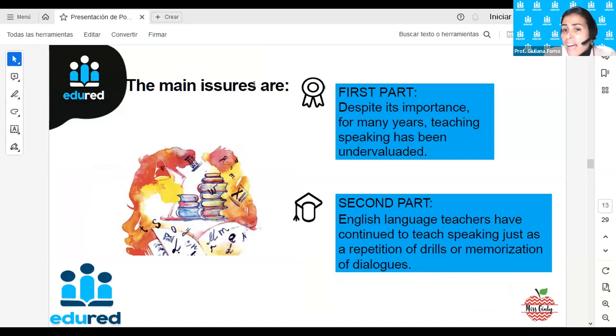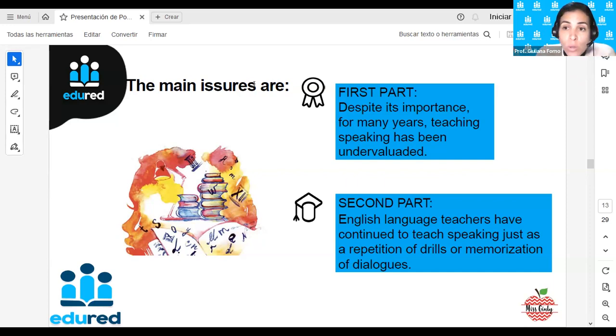The first part: despite its importance, for many years teaching speaking has been undervalued. Most classes 10 years ago, 5 years ago, were teacher talking time. We give the information, they listen, they search, they memorize. Right now, it's been proved that we need to have less teacher talking time and more student talking time. And we teachers need to step back and watch and listen and give feedback on time. We need to give them the feedback in the moment.